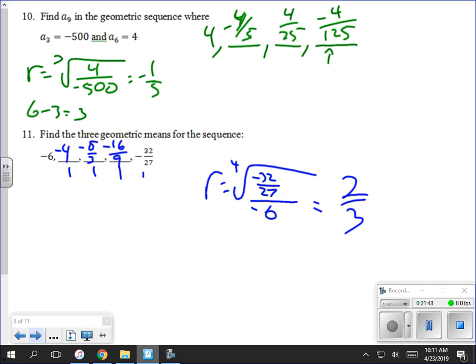Figure out r. You're taking the root of the last one divided by the first one. And in this case, the fourth root, because we have 3 blanks, and you have to move over 1, 2, 3, 4 times to get to that term. That's why it's the fourth root. Let your calculator do the heavy lifting, and then just multiply.